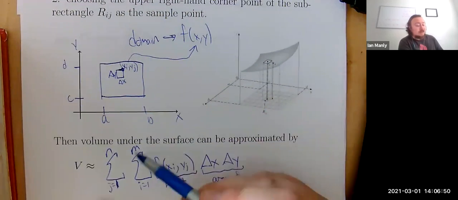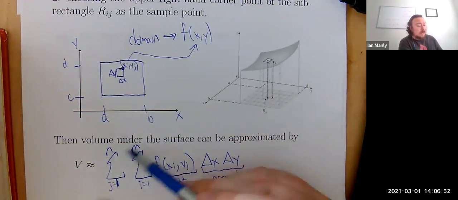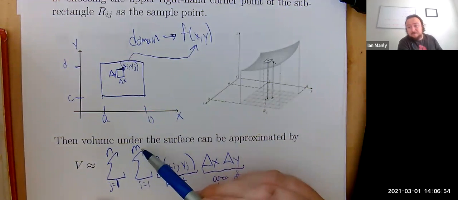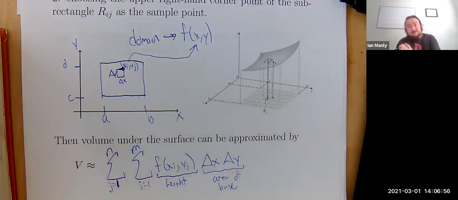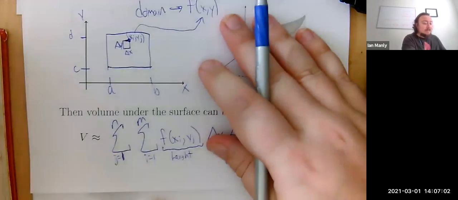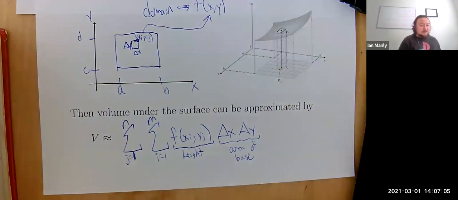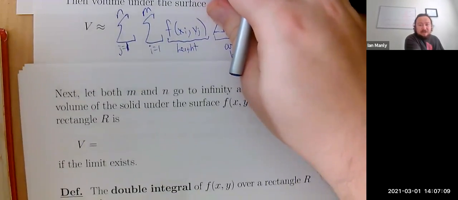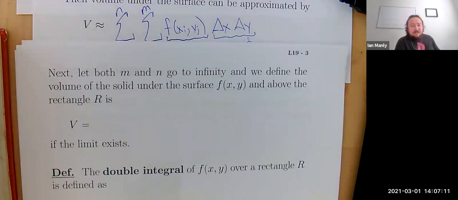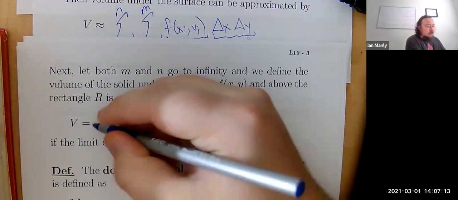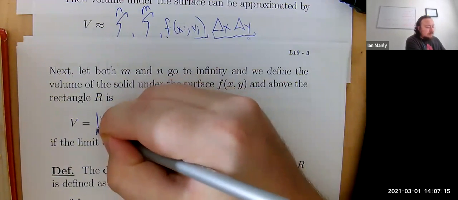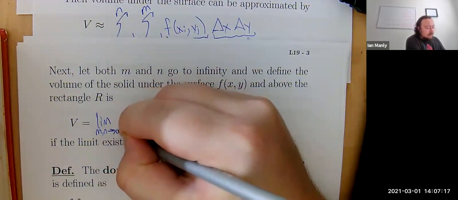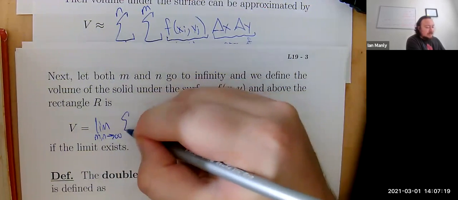Well, we're supposed to send the number of these rectangles, n and m, to infinity. We're going to divide this up into infinitely many little pieces, and then our rectangular prisms will fit perfectly. That's what's going to be the next part. So we let both m and n go to infinity, and then we end up getting that the volume is exactly equal to this limit.